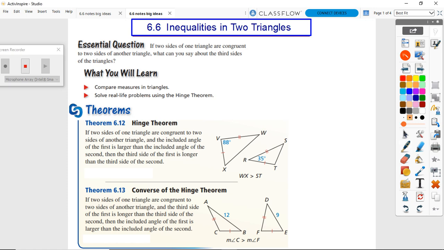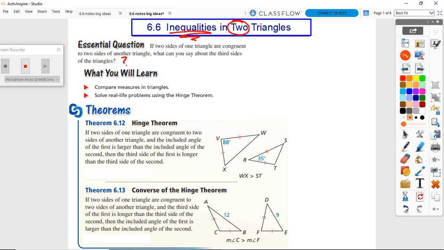Inequalities, just like last section, but now we're talking about two triangles, not just one. If two sides of one triangle are congruent to two sides of another, what can you say about the third sides of the triangle? Let's see what's up. All right, introduce you to the first couple theorems. We're talking about the hinge theorem and the converse of the hinge theorem. So we're going to be able to compare some things here in triangles. And again, it's inequalities, so we're looking at greater thans and less thans.